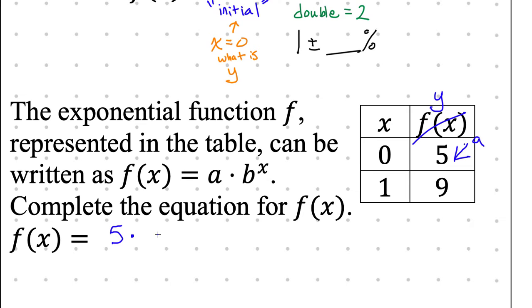We're halfway there. We have to say times something. I don't know what that something is, to the power of x. How do I figure out what that factor is? That's going to be a little bit tricky. Any ideas? Yeah, Charles again. So, like the x, so that's 1, 9. So we can find out what from 5 gets to 9. Am I adding or subtracting to get there?